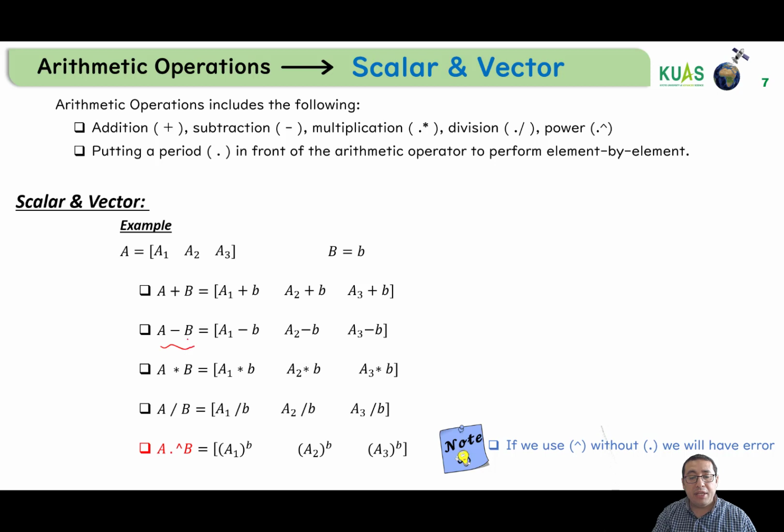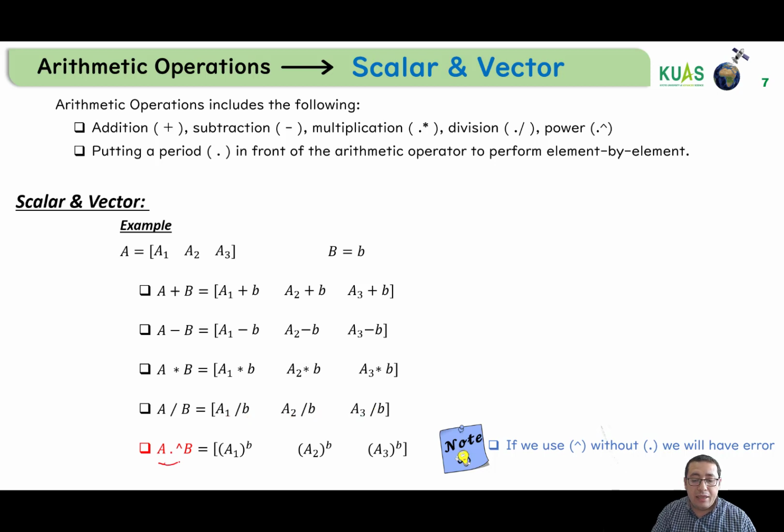Similarly, if we say a minus b, it means that it will be a1 minus b, a2 minus b, a3 minus b. So from every element in a, we subtract the value of b. And if we say a multiplied by b, it will be a1 multiplied by b, a2 multiplied by b, a3 multiplied by b. And if we say a divided by b, it will be a1 divided by b, a2 divided by b, a3 divided by b.